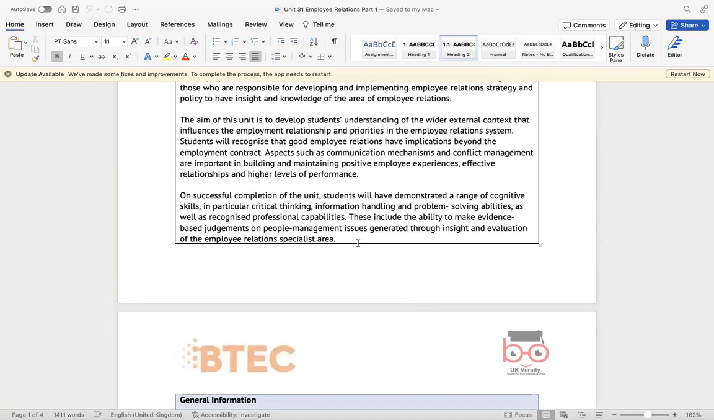So basically, at the end of this, we need you to have problem-solving skills and professional capabilities, and also the ability to make evidence-based judgments on people management issues generated through insight and evaluation in the employee relationship specialist area. So essentially, in this assignment, you're going to use the skills that we discussed and learned throughout all of the different learning outcomes, and think about these issues through a people management style. So now just in your head, you are the HR personnel or you are the manager, and you are going to give different ideas or solutions to the ER issues that come up.